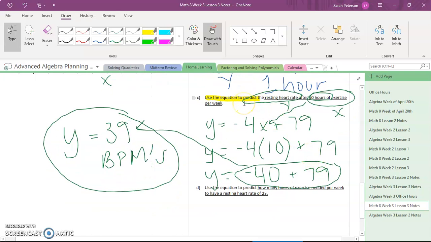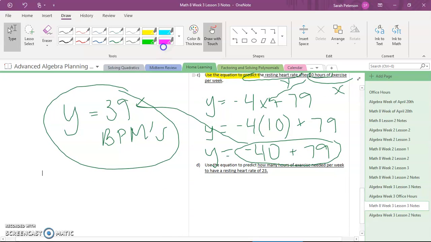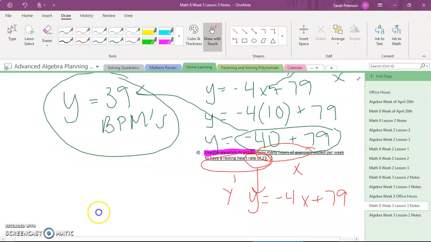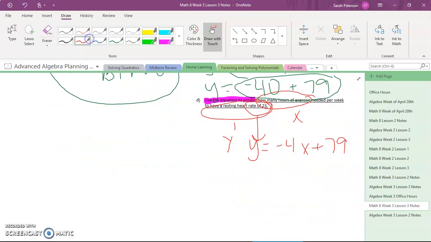And so let's look at the other way to do this. In part D, it says use your equation to predict. So I have to use my equation again, y equals negative 4x plus 79. And then I need to find how many hours of exercise, so that's X. So I need to find how many hours X are needed per week to have a resting heart rate of 23. So resting heart rate of 23, that's Y. So in my equation, I actually know Y is 23. So I'm going to plug 23 in for Y.